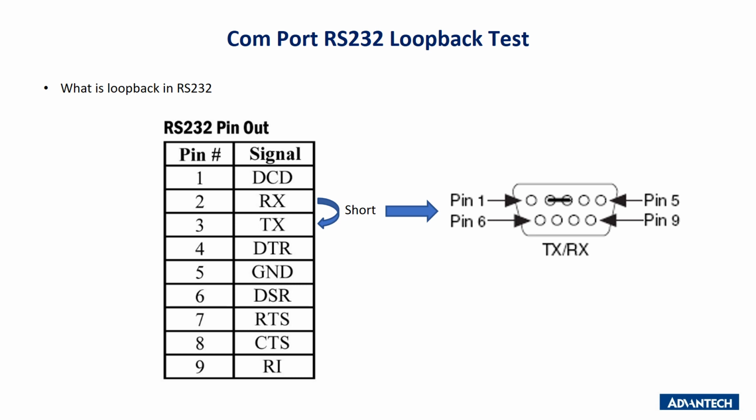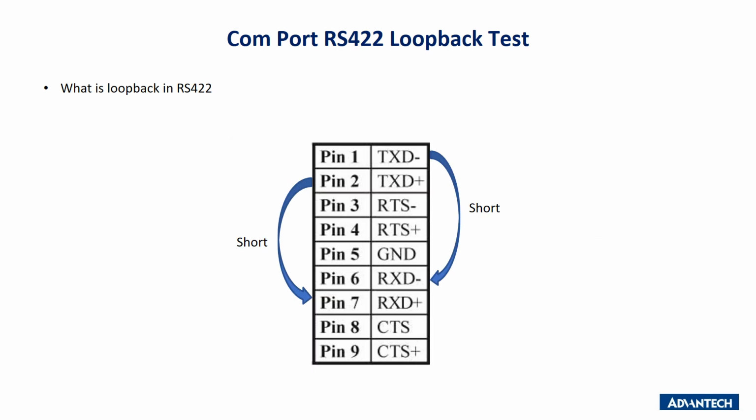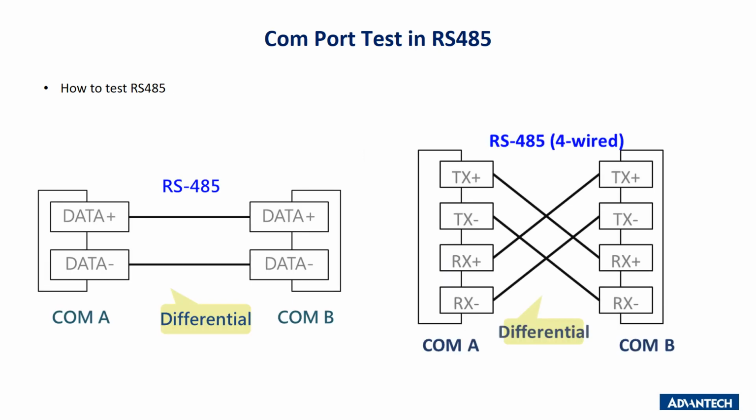For RS-232 COM port, it is very easy to connect pin 2 and 3 to do a loopback test. According to the basic concept from the last slide, we know that you should connect TX and RX to do a loopback test. In RS-422, it has TX plus, TX minus, RX plus, and RX minus. You need to connect TX plus to RX plus, TX minus to RX minus to do a loopback test. In RS-485, the basic wiring is to connect data plus to data plus, data minus to data minus. Therefore, it is not possible to do a loopback test by itself. You need two RS-485 COM ports to test with each other.